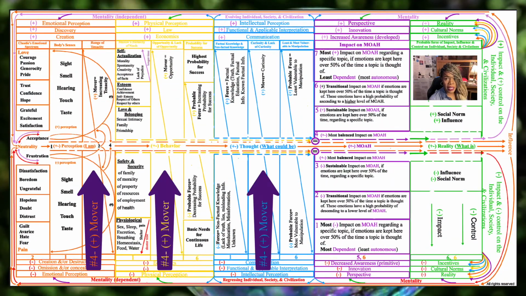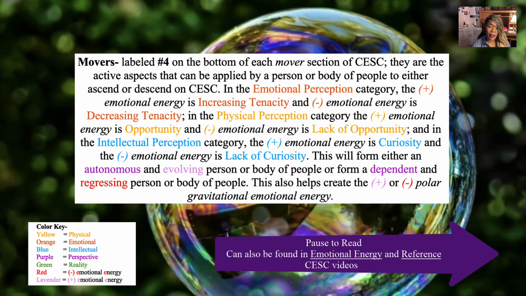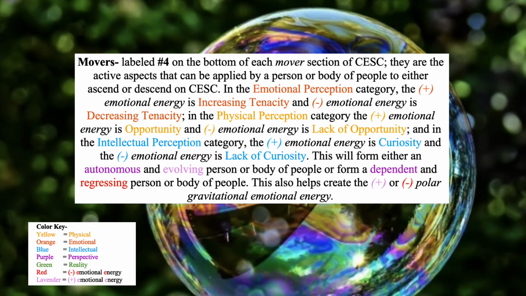Number 4 is the next step and are labeled number 4 at the bottom of the mover section. Movers, which are the active aspects that can either increase positive emotional energy or increase negative emotional energy. Movers, labeled number 4 on the bottom of each mover section of Claudi's emotional spectrum chart. They are the active aspects that can be applied by a person or body of people to either ascend or descend on Claudi's emotional spectrum chart.